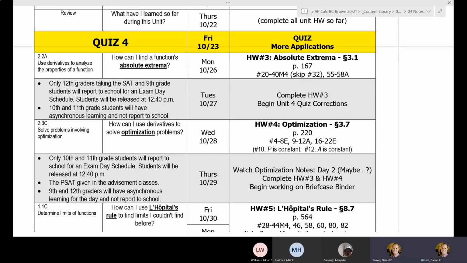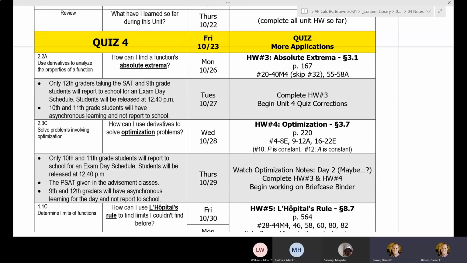Some common mistakes: people just not memorizing their rules or messing up with taking the derivative of the related rates equation, like forgetting the implicit part was a major mistake I saw. Your homework tonight, 20 through 40 multiples of 4, but please skip number 32. So it looks like a lot, but it's really not that many.